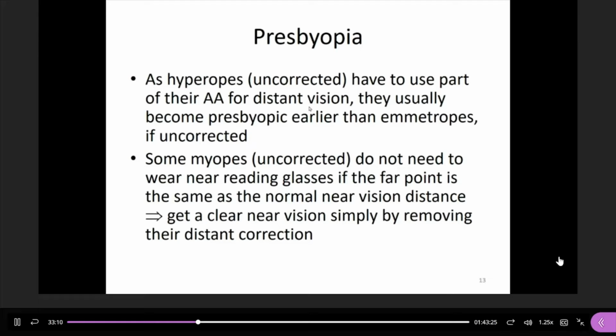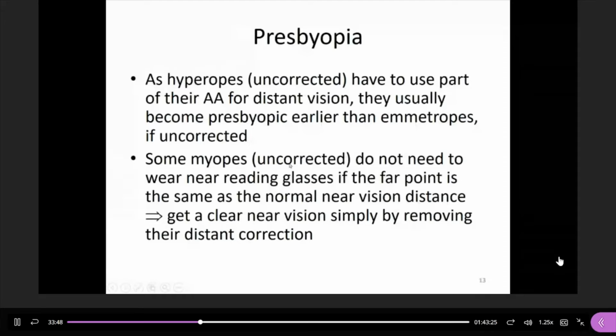But then they will get fatigued very easily, because if they look at objects at 33 centimeters, they have to use up all the accommodation at all times, and that will make the eye very tired, and that's why they may develop the symptoms very, very early. So for hyperopes, usually they will develop presbyopia earlier. And for myopes, it's the other way around.